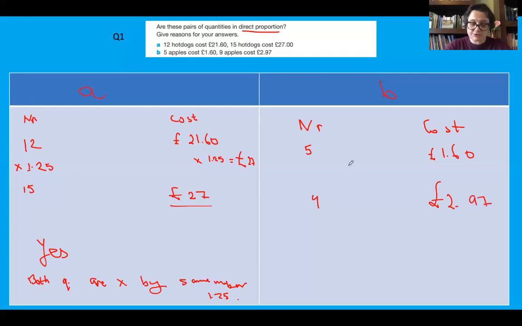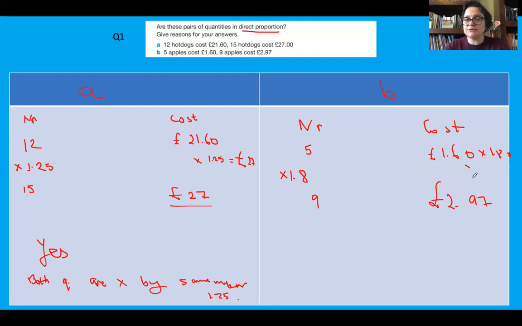Let's find out how much you need to multiply 5 to get to 9. So we do this one by dividing 9 by 5, and the answer is 1.8. So we multiply 5 by 1.8 to get to 9. Okay, and now let's try and multiply 1 pound and 60 pence by 1.8. So 1.80 times 1.60.